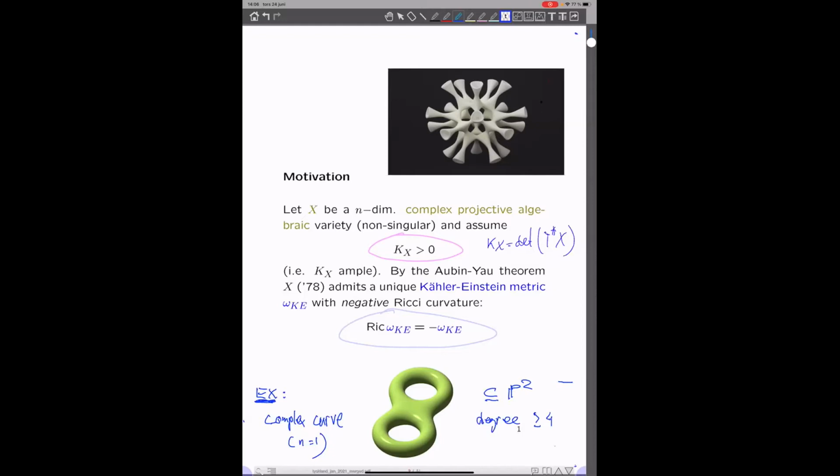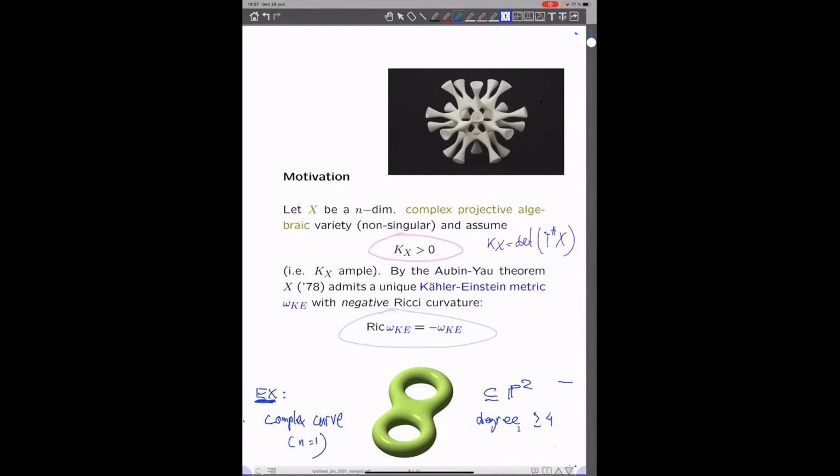So the very basic case is when you look at a complex curve, say embedded in P^2, and if it has sufficiently large degree, larger than 4 at least, that means that it has at least genus 2, then there is a negatively curved Kähler-Einstein metric. That's the classical metric induced from the Poincaré metric when you uniformize it. Okay, so that's the very classic situation.